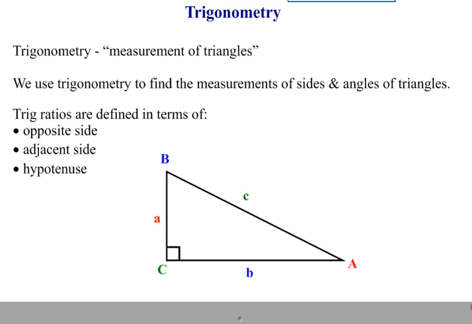Being able to identify the opposite side and the adjacent side is absolutely critical. Remember, the hypotenuse is always the hypotenuse. The opposite and adjacent sides are determined by the angle that you start from. We never start from angle C. You never start from the right angle. You always start from any of the other two angles.